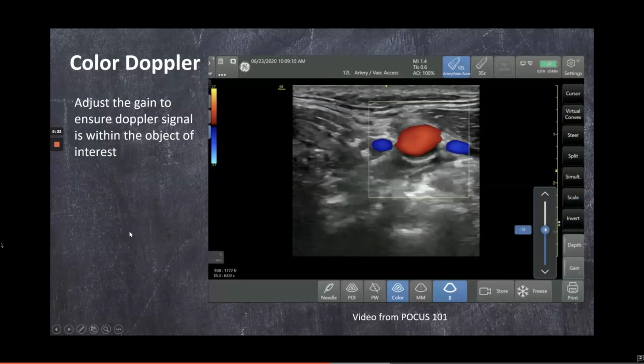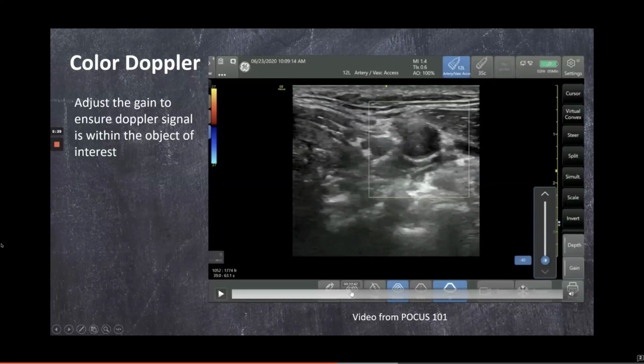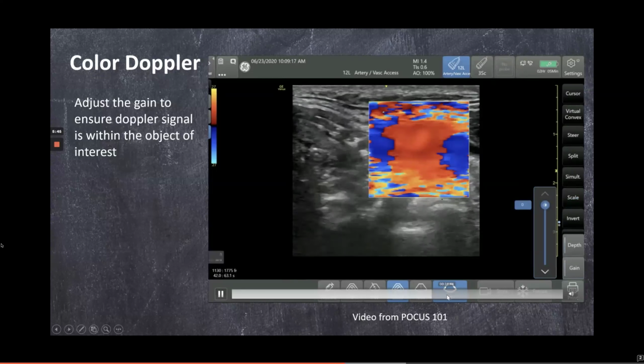Next is adjust the gain so that the signal is within the object of interest. Here, if you decrease the gain too much, then you see no color Doppler signal. But if you increase the gain too much, then the gain just bleeds out everywhere. So you want to adjust the gain just right.